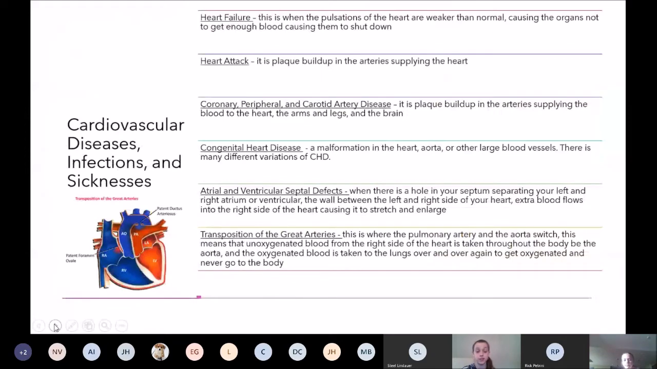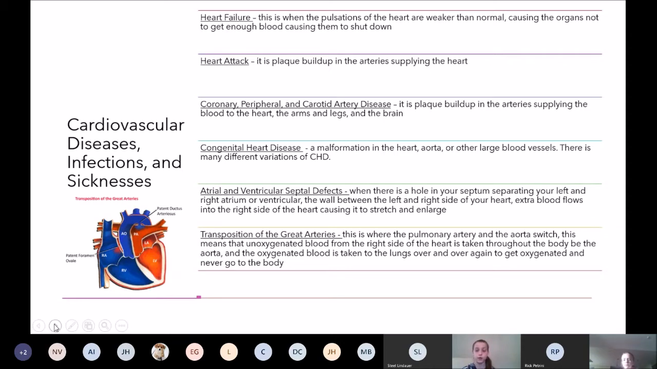Cardiovascular diseases, infections, and sicknesses. 1 out of 2 Americans have cardiovascular or blood vessel disease. Coronary artery disease is the leading cause of cardiovascular death in the world. It's plaque buildup in the arteries supplying blood to the heart. It can also lead to heart attack. Heart failure is when the pulsations of the heart are weaker than normal, causing the organs to get not enough blood, resulting in them shutting down.